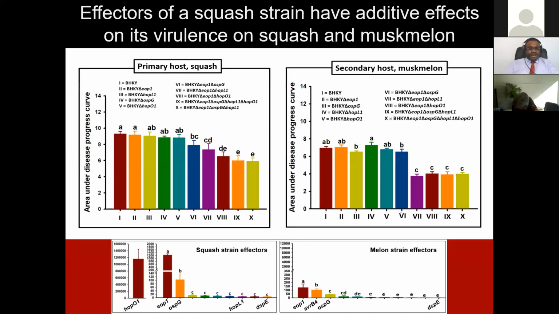Similarly, we evaluated the quantitative contributions of these four effectors, Eopt1, AVRB4, OspG, and DSPE, the squash effectors, on virulence using pyramided mutants. And what we actually found was that the combinatorial loss of all these four effectors had a great impact on virulence among these effector strains.